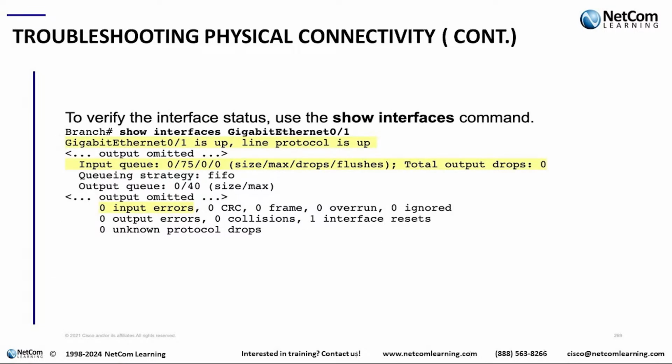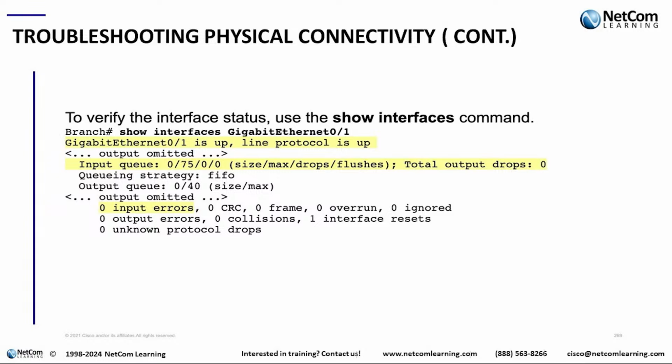And then here's some of the output from the show interface command. And there's several things we can check with the output. Let me describe them. So here we're seeing that gig 0/1 is up and the line protocol is up. This means that the interface is physically up and the protocol is operational.